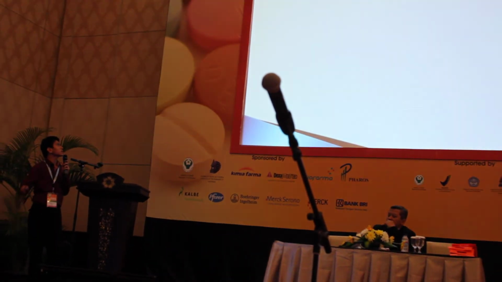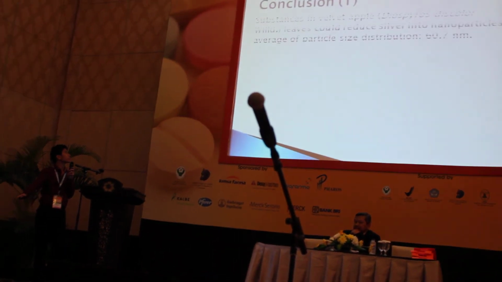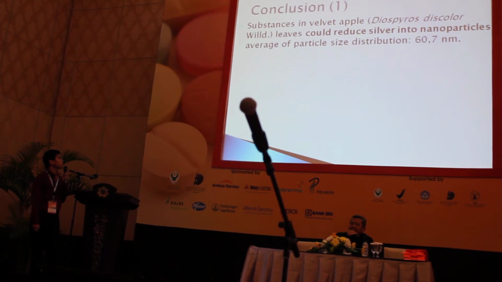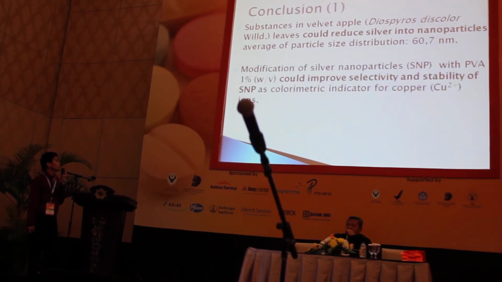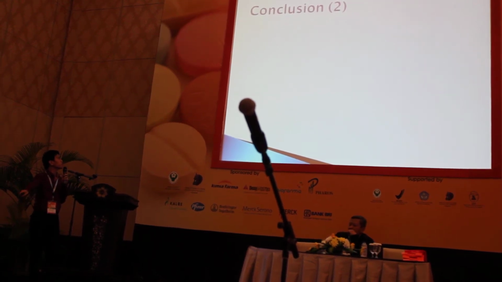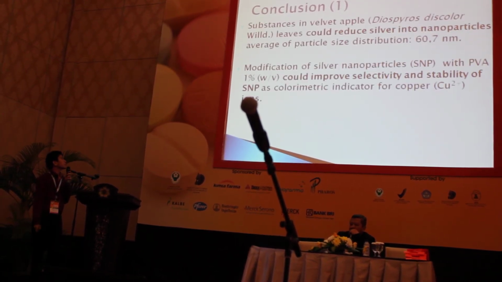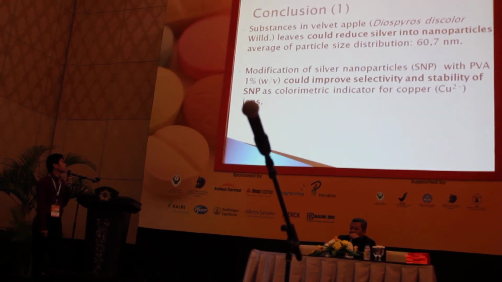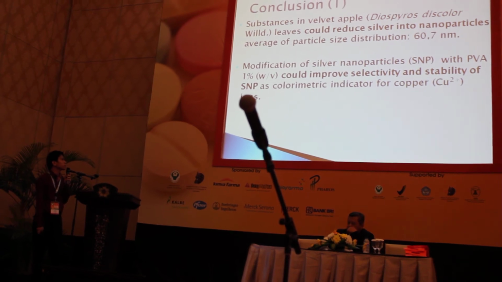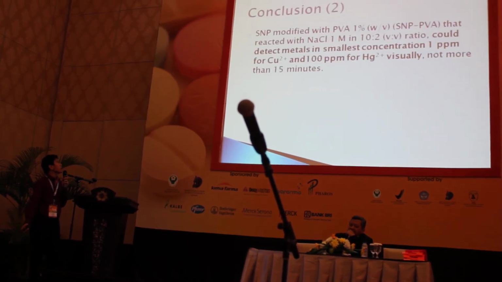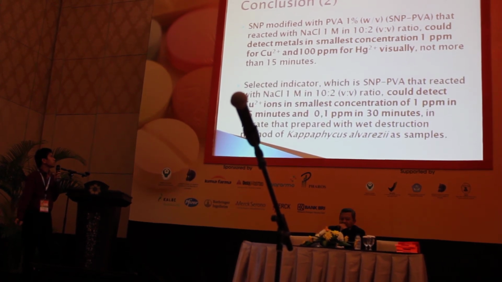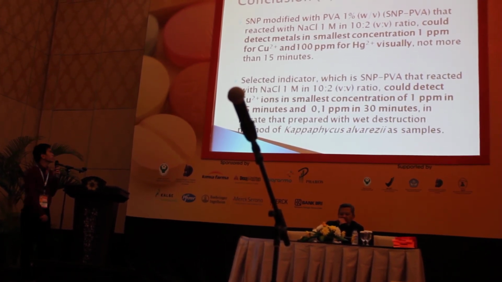And the last conclusion slide, please. Substances in velvet apple could reduce silver into nanoparticles. Slide. And modification of silver nanoparticles, before, please. Modification of silver nanoparticles with polyvinyl alcohol could improve selectivity and stability of silver nanoparticles. Slide. Okay, this is the selected indicator that we use, which has been explained before.